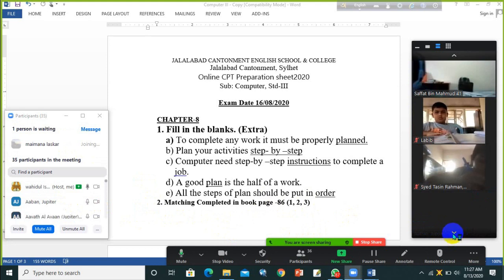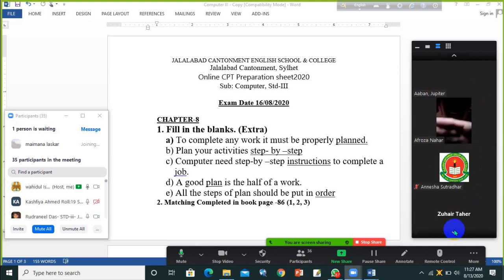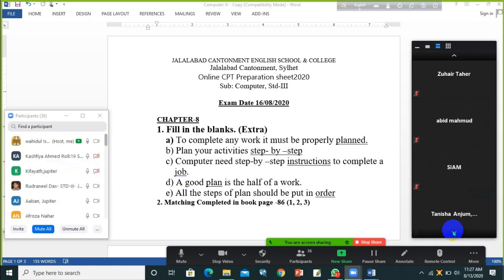Have you finished your writing? Some say no, some say they have done. Okay, another 2 minutes. Well done, mashallah. Who haven't completed? Complete within 2 minutes. Well done. Just wait, let them finish.